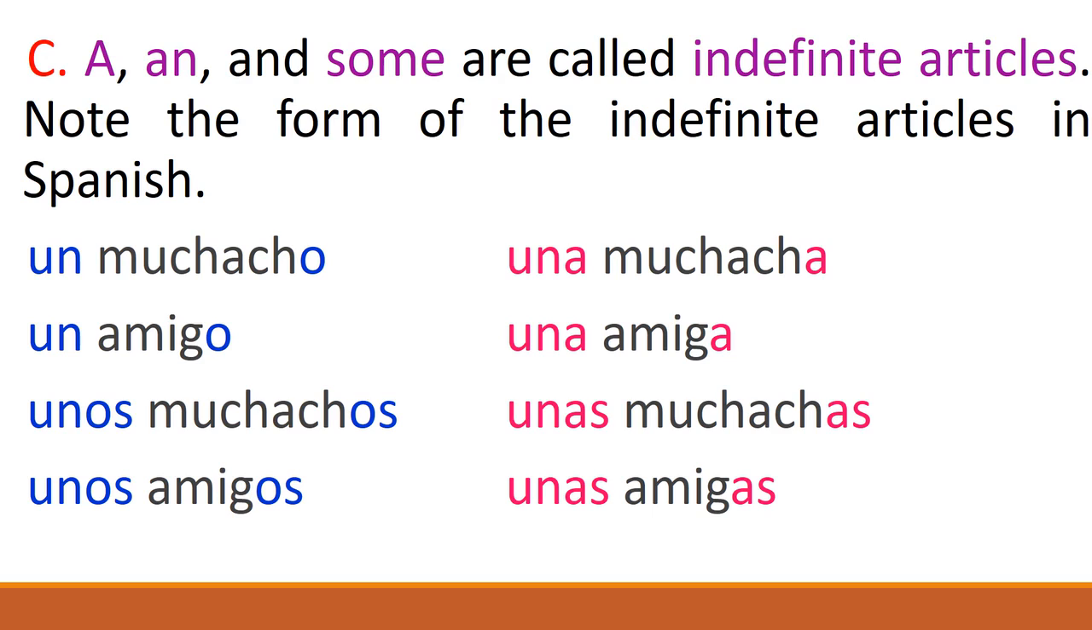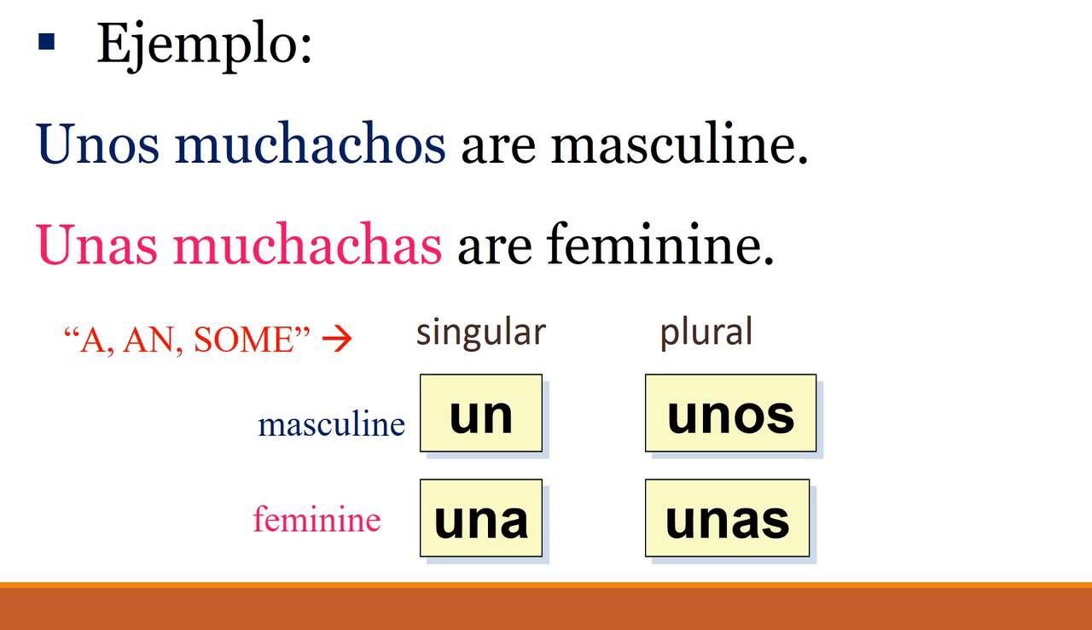Una muchacha, una amiga, unas muchachas, unas amigas. A girl, a friend, some girls, some female friends. Un, una, unos, and unas, they all mean a, an, and some, depending on the case. Unos muchachos are masculino, unas muchachas are femenino. And again, I have a chart for you that you can use to fill out. Remember, a, an, and some are gonna mean un, unos, una, or unas.